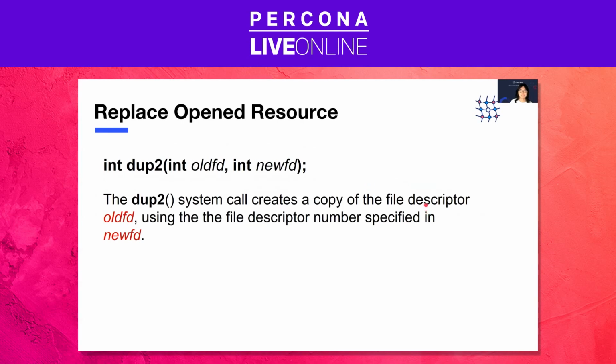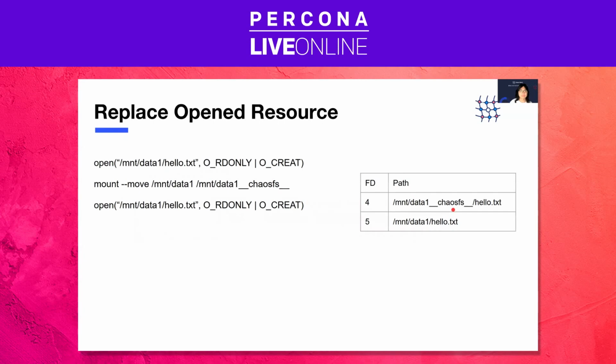How could we make it point to the newly injected file system? Let's introduce the dup2 system call, which plays a key role in our implementation. It creates a copy of the old file descriptor using the file descriptor number specified in new FD. This system call empowers us to open a file under a specified FD number. With its help, we can open the corresponding file under ChaosFS and get a new file descriptor, for example, 5 here. And we can use dup2(5, 4) to make file descriptor 4 point to the newly opened file.